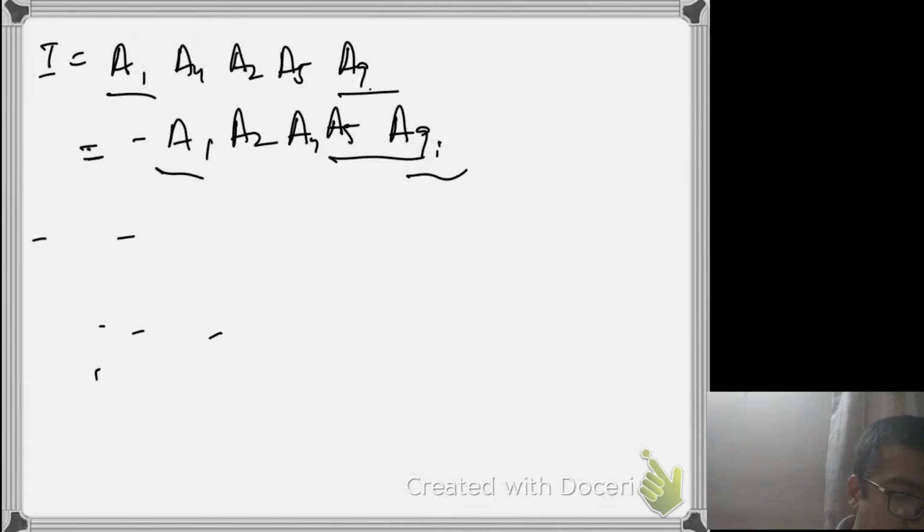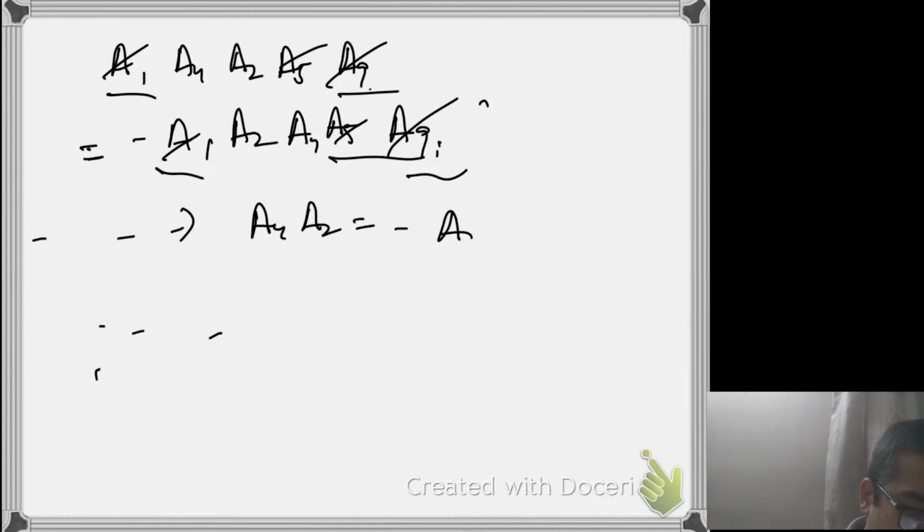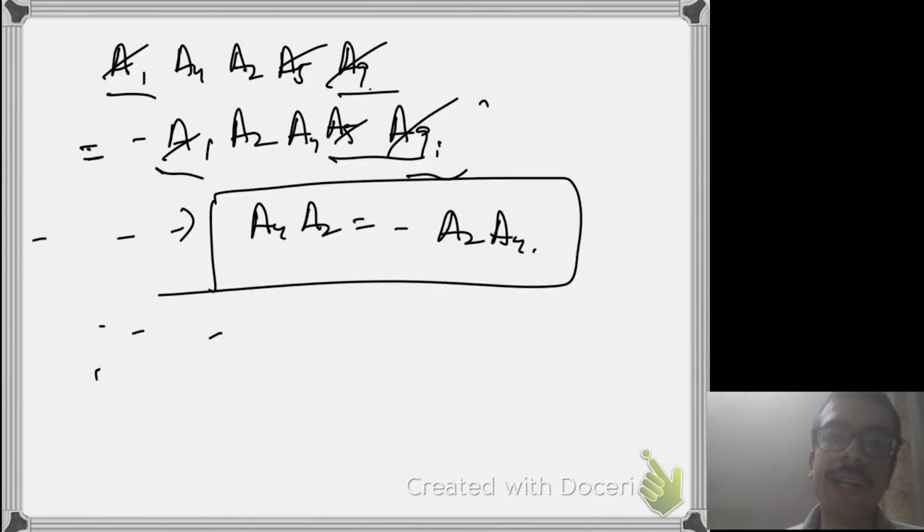So cancelling the elements, I can cancel out A9, I can cancel out A1, I can cancel out A5. Okay, so this no longer remains identity now because I've cancelled out the elements. But what I'm now going to get is that A4, A2 is minus of A2, A4. So A2 and A4 anti-commute.